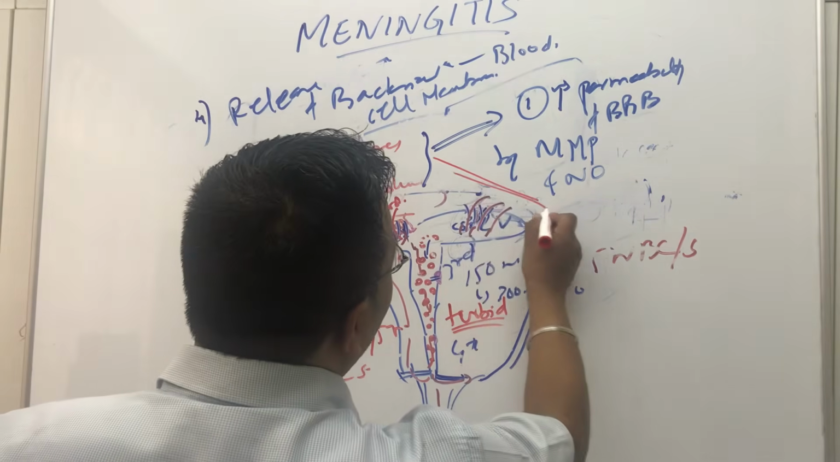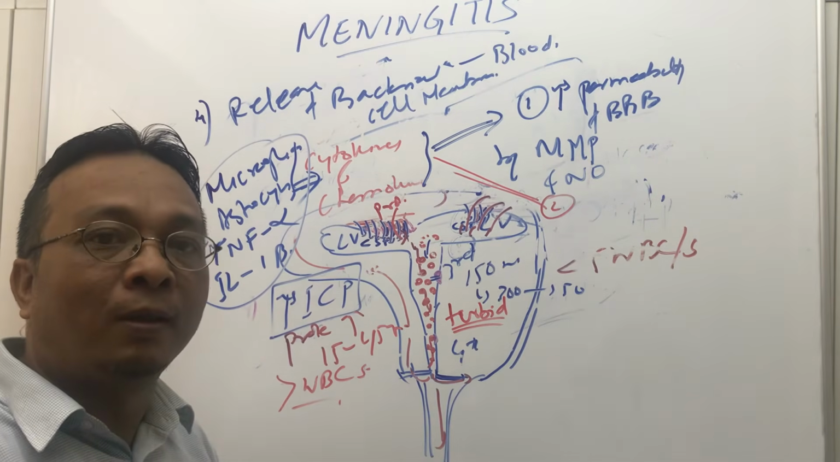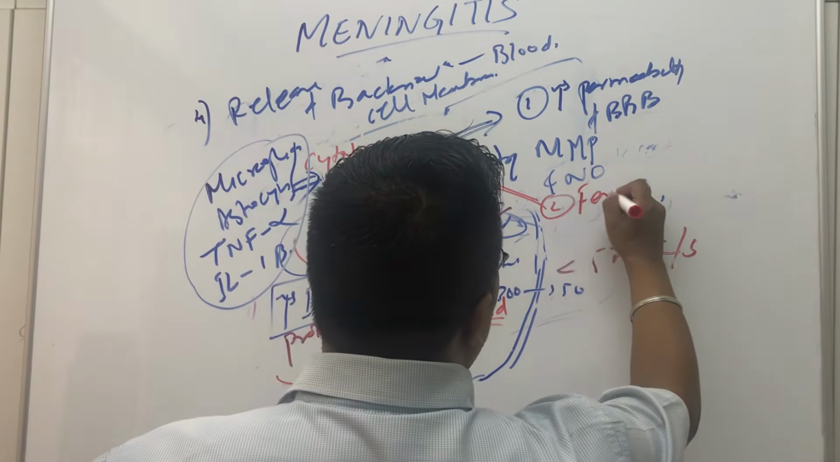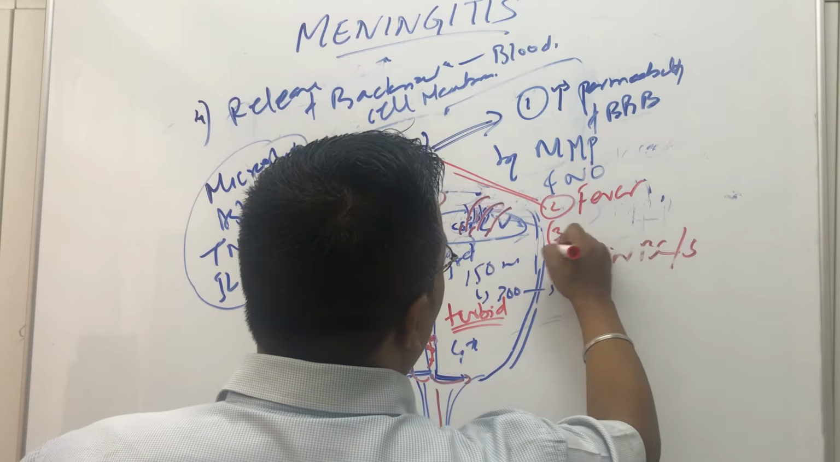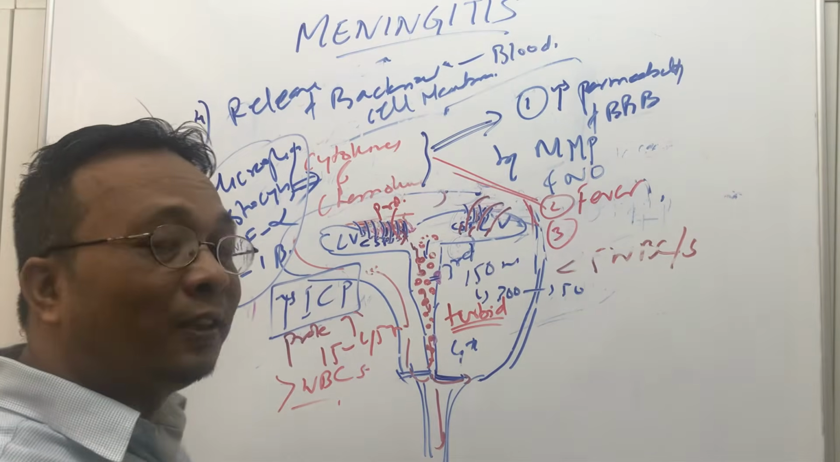That is one thing, so increased permeability. Then what else do they do? They also affect our hypothalamic temperature control center, causing fever. Plus, the meninges are involved here.